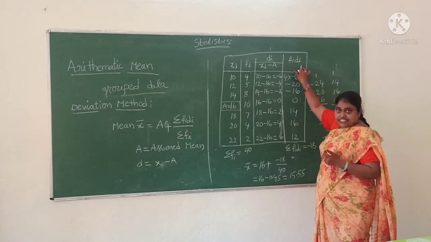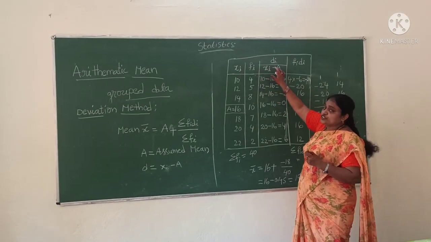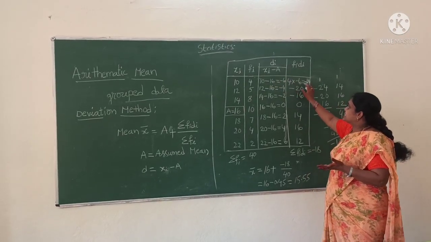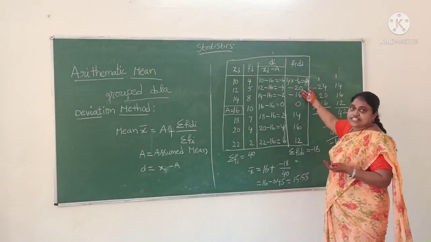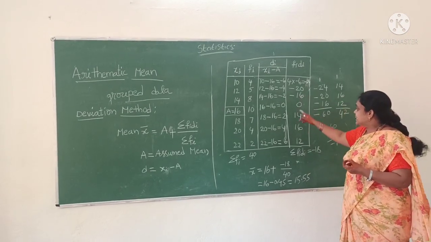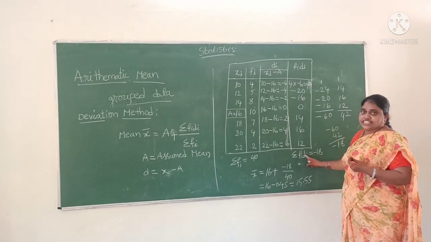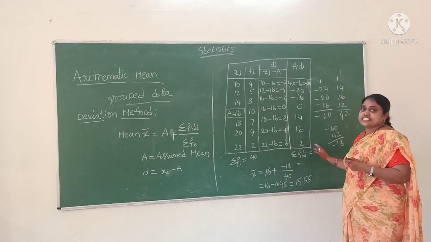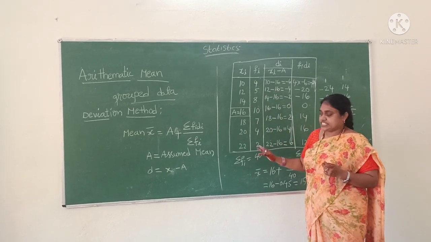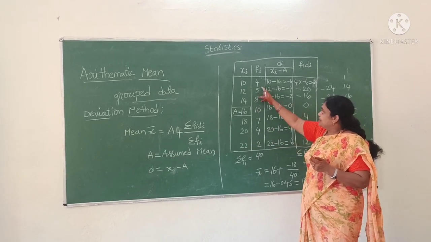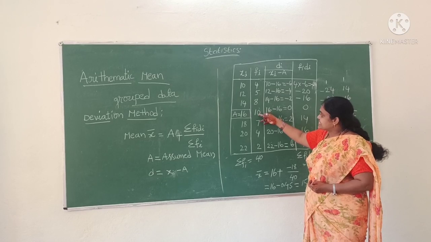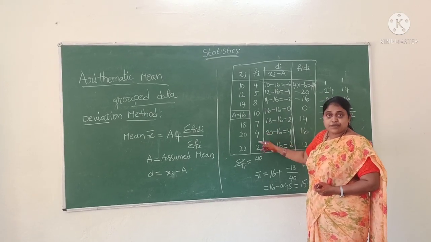Then fi into di. So frequencies into di. Di means deviations. So frequencies are 4 into minus 6. That is minus 24, minus 20, minus 16, 0, 14, 16 and 12. Now we calculate the sum of fi di. So sigma fi di is we got minus 18. And sigma fi is sum of all frequencies. So sigma fi is we sum all the frequencies 4, 5, plus 8, plus 10, plus 7, plus 4, plus 2.